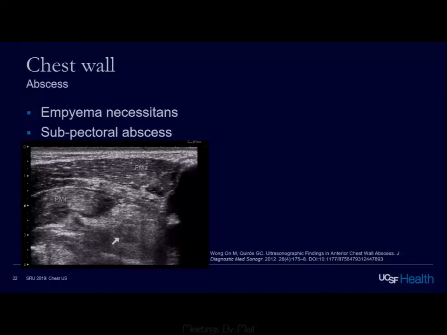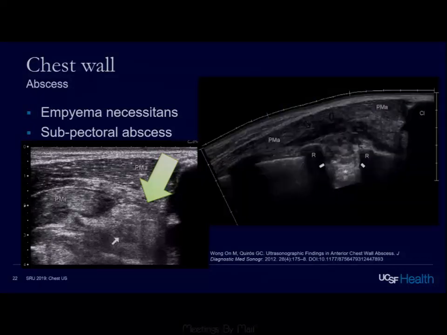Okay, another entity that we need to talk about is chest wall abscess. So this is an example of empyema necessitans and a subpectoral abscess. In this transverse image, you can see hyperechoic debris extending from the intrathoracic area to just underneath the pectoralis muscle layers. And here, there is a beautiful panoramic image, again showing you that this hyperechoic debris comes from within the chest wall cavity, and it extends in and interleaves itself between the layers of the pectoralis muscle. So, beautiful example of how we can employ panoramic imaging here.